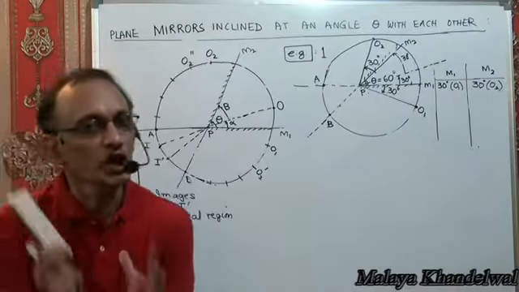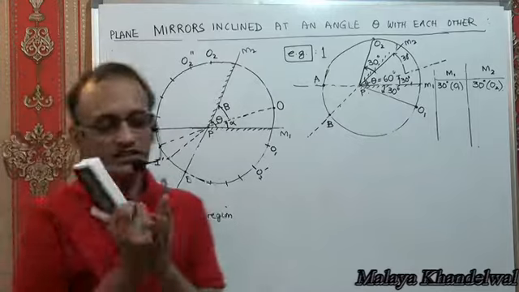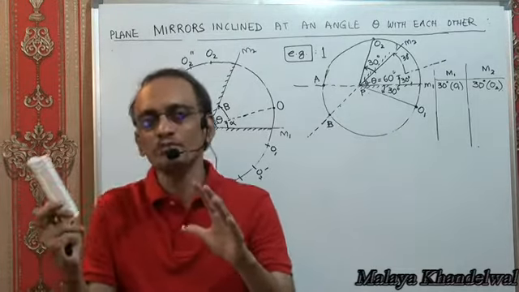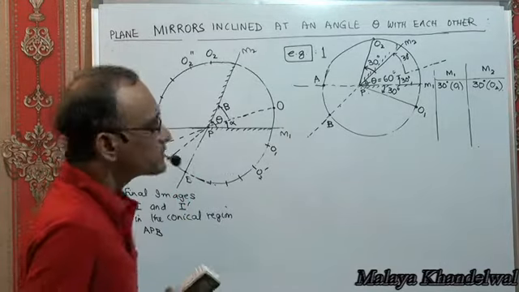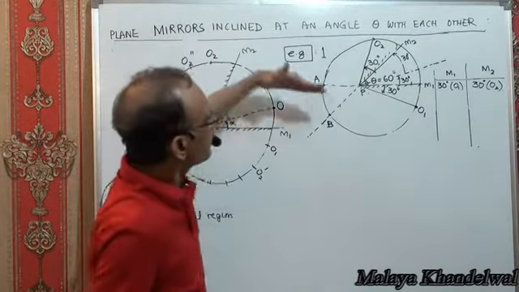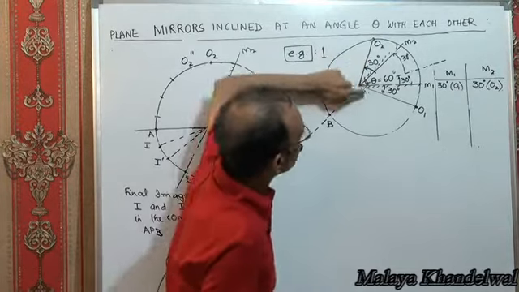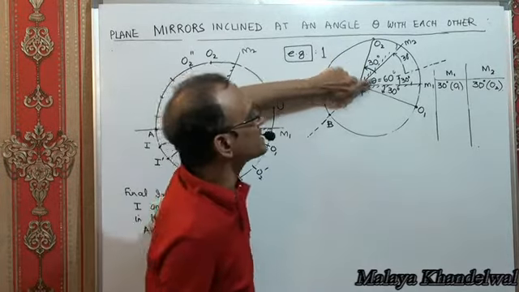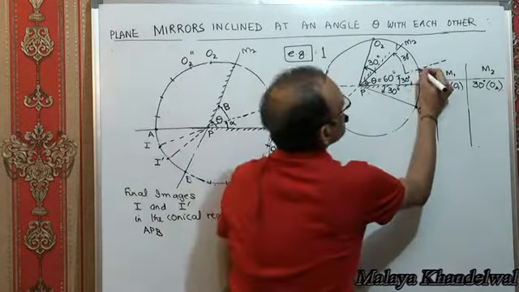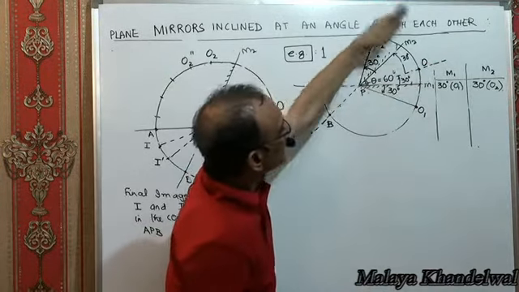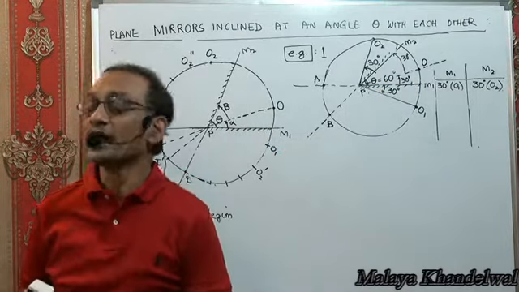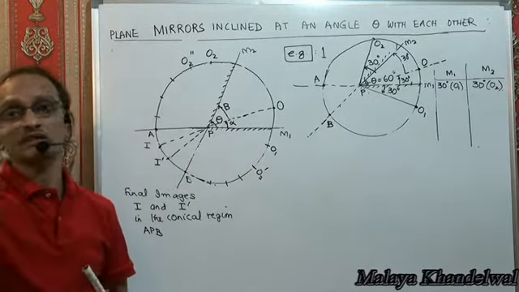What we have taken cognizance of is the sequence of images formed when mirrors are inclined at an angle theta, right? So here's a situation where we have two plane mirrors M1 and M2 inclined at an angle theta equal to 60 degrees. And there is an object O, which is placed 30 degrees with M1 and 30 degrees with M2. And I want to be able to find the number of images.